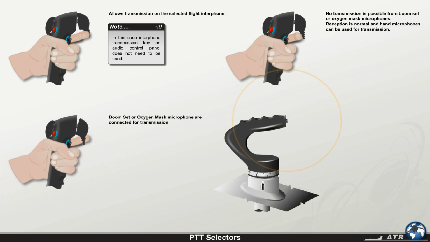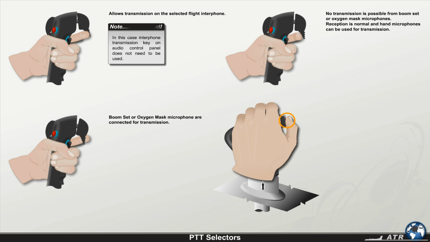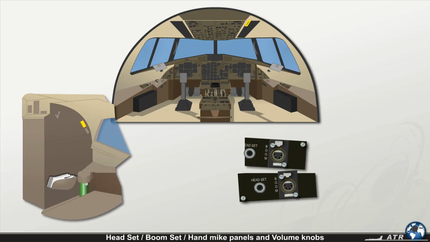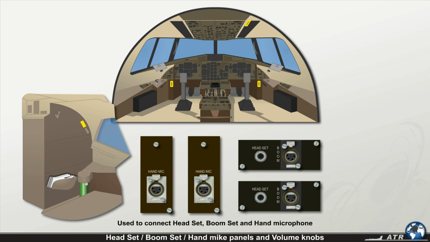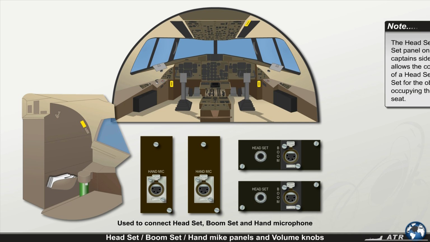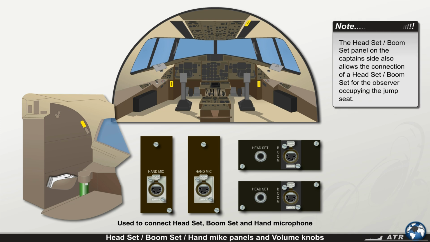The push-to-talk switch, located on the nose wheel steering control, when pressed, can also be used to connect the boom set or oxygen mask microphones for transmission on the selected communication radio. The headset, boom set, and hand microphone panels are used to connect headset, boom set, and a hand microphone on each side. Note, the headset, boom set panel on the captain's side also allows the connection of a headset, boom set for the observer occupying the jump seat.